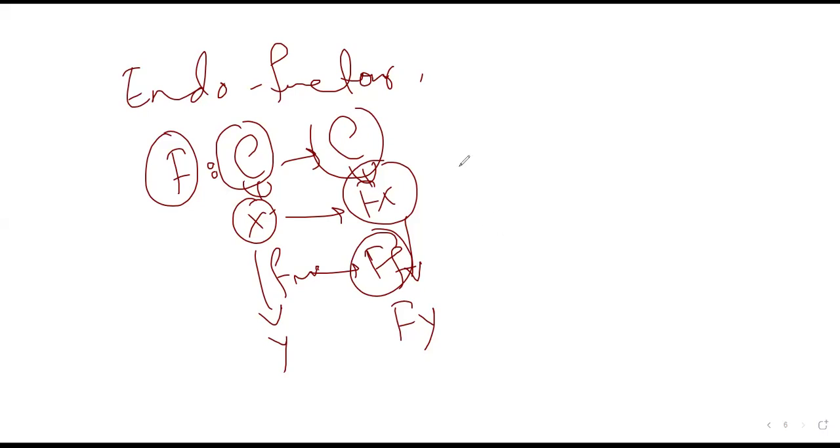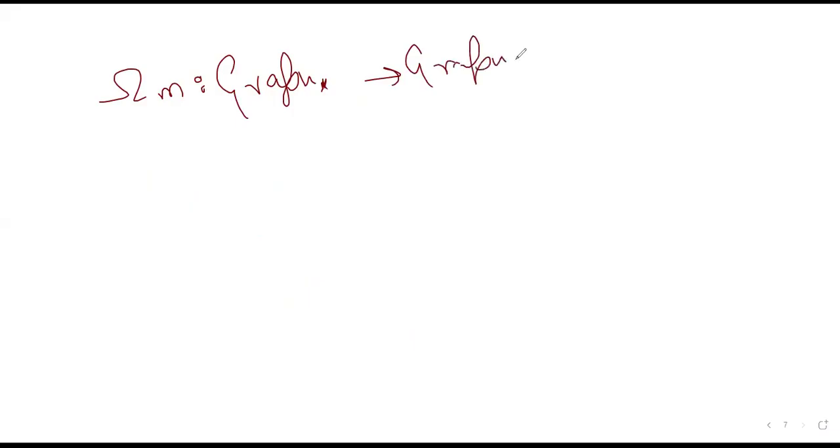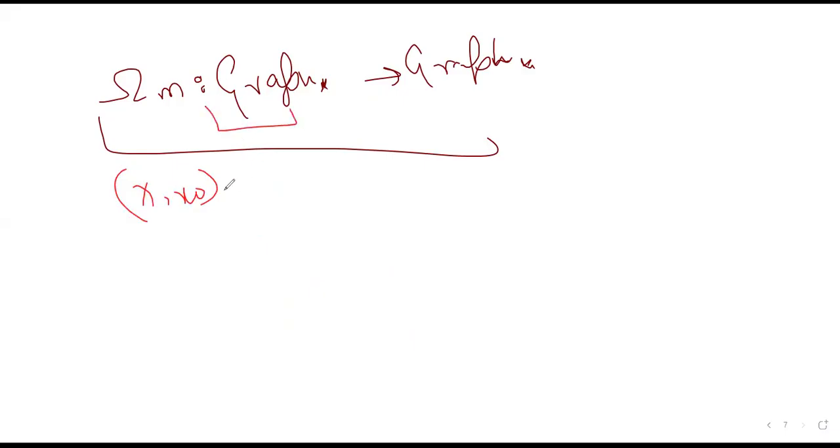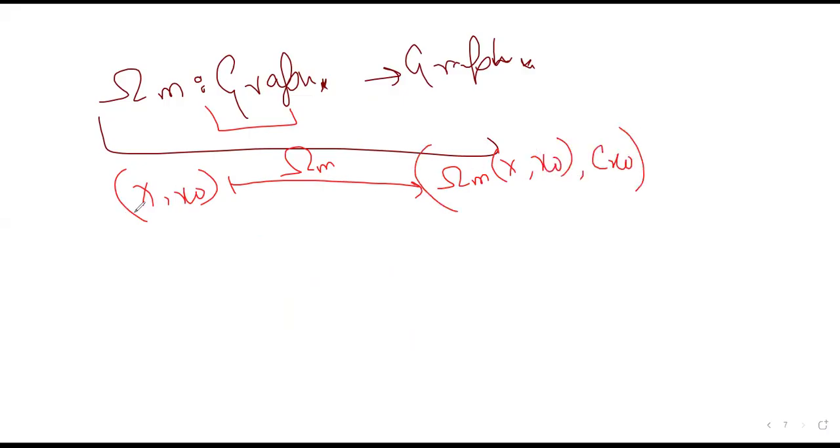Okay. So let's prove this type of endofunctor, from the category of pointed graphs to the category of pointed graphs. So how can we define this functor? Let's say (x, x naught) is an object in this category. This is a pointed graph. Omega m, this functor, sends it to a graph, a pointed graph with a base point. So okay, this is a graph and this is a base point.